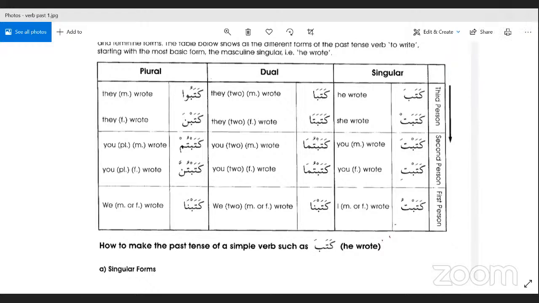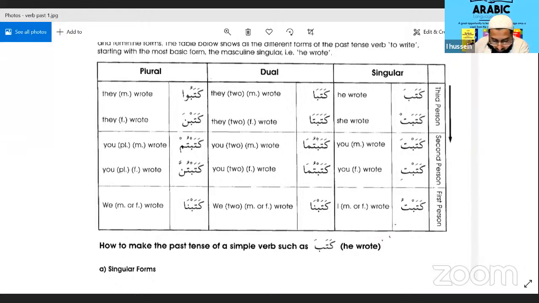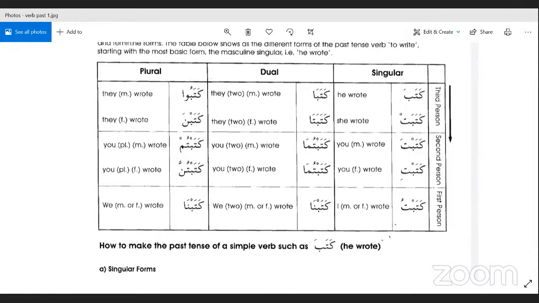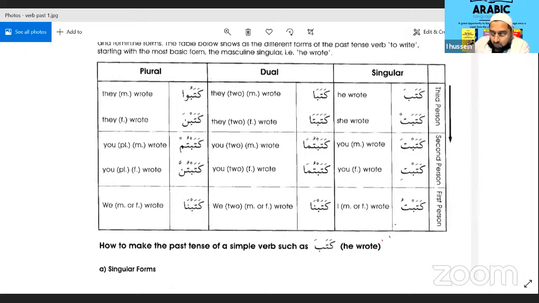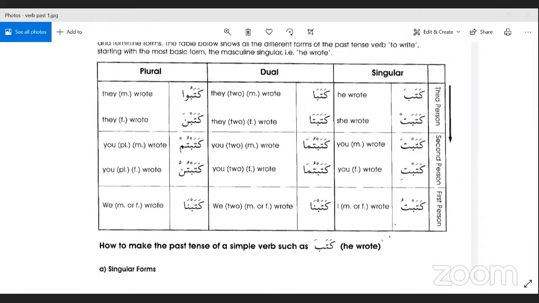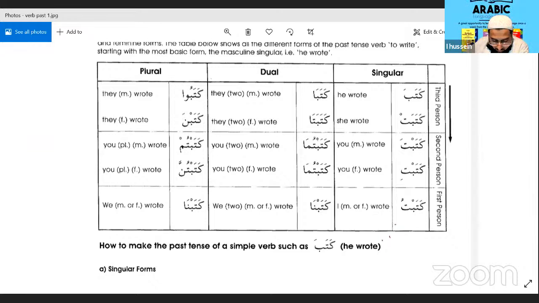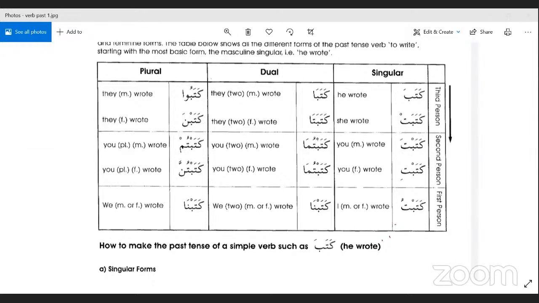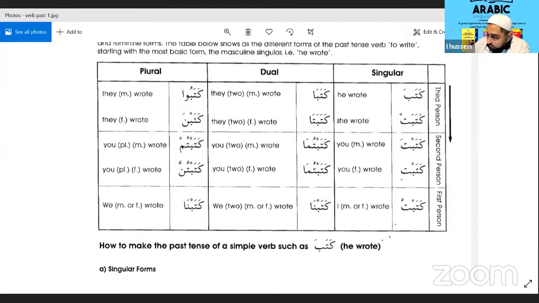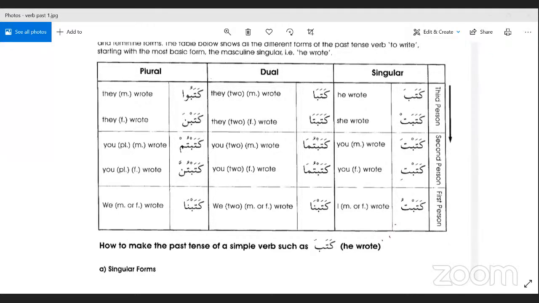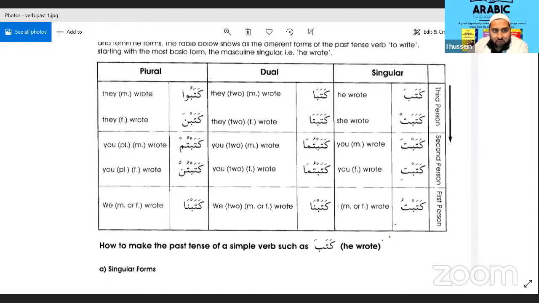Dafa'ta, you, one male, paid. The ayn has a fatha. Dafa'ta, you paid. Dafa'tuma. Dafa'tum, more than two males paid. Dafa'ti, you paid, female. Dafa'tuma, two females paid. Dafa'tunna, you more than two females paid.